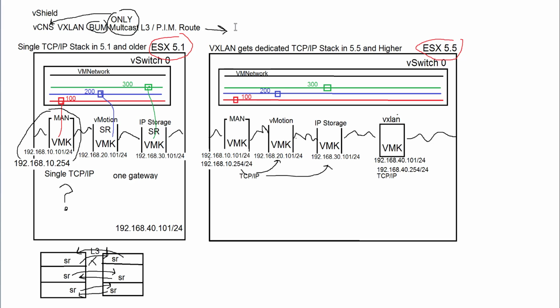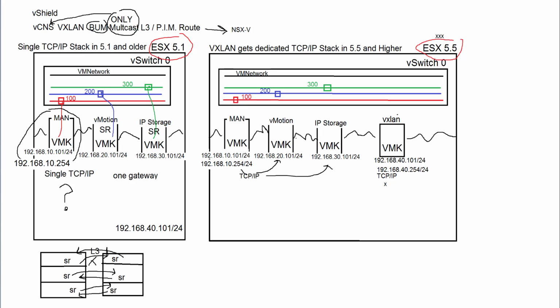So with NSX for vSphere, or NSX-V, we call it, I now get the capability to have VXLAN, which I had in vCNS. But one of the things that's important about this is I have to have a 5.5 host or higher, because I need to have this additional dedicated TCP/IP stack.